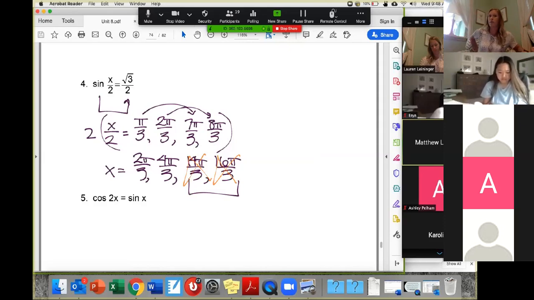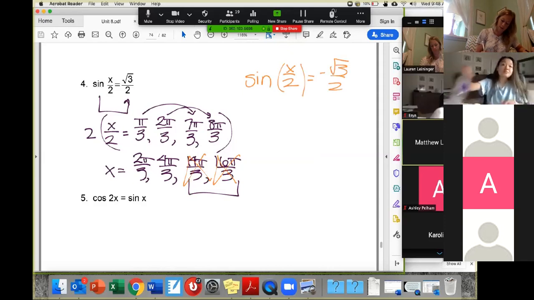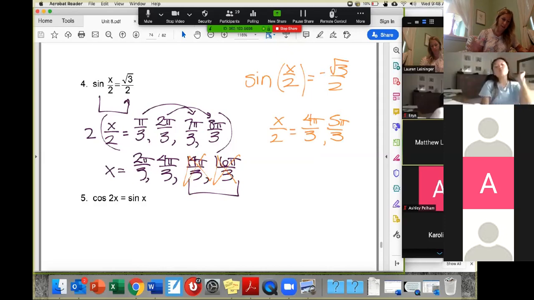We did an example where, if I made that same exact problem, but it was negative root 3 over 2, that happens at 4 pi over 3 and 5 pi over 3. And those are my original answers within the 0 to 2 pi unit circle. What happens when I multiply those by 2?